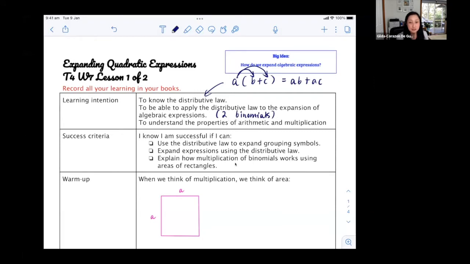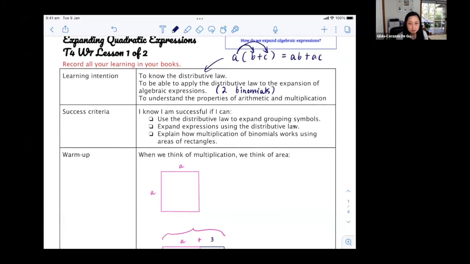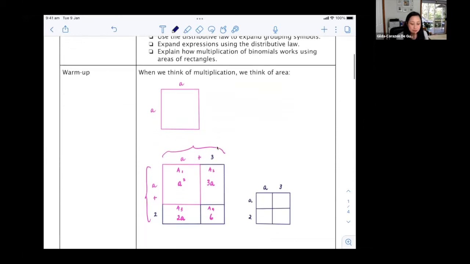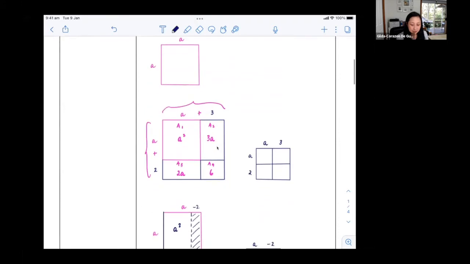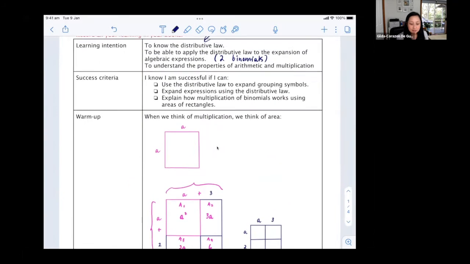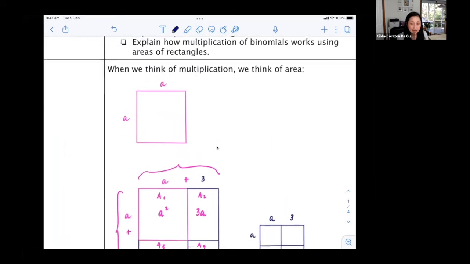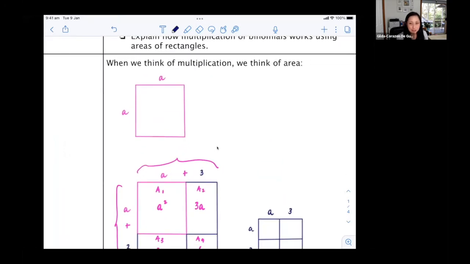These are our success criteria. We know we're successful if we can use the distributive law to expand grouping symbols, expand expressions using the distributive law, and explain how multiplication of binomials works using areas of rectangles. That's why for our warm-up today, we've got some rectangles, and hopefully you'll be able to understand why, when we multiply two binomials, that is the answer. It's really for us to have an idea of what happens when we multiply two binomials.